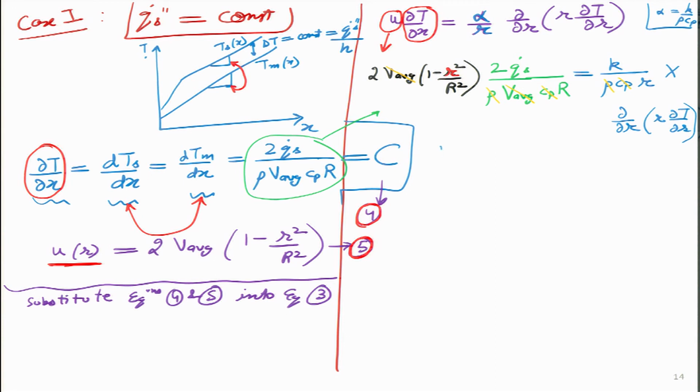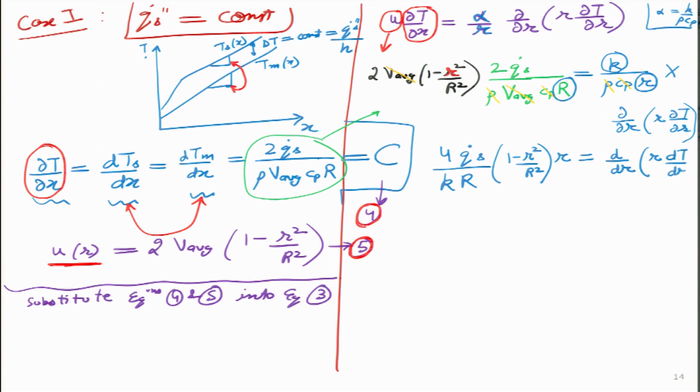2 into 2 becomes 4, numerator is q dot s divided by, so, k I can bring from this side, this k I will bring to the denominator over here. So, it becomes k and this capital R is remaining, I make it R. Then this small r I will also bring on this side. So, it becomes 1 minus r square by R square into small r. This is my whole left side, and the right hand side becomes d by dr of r dT by dr.